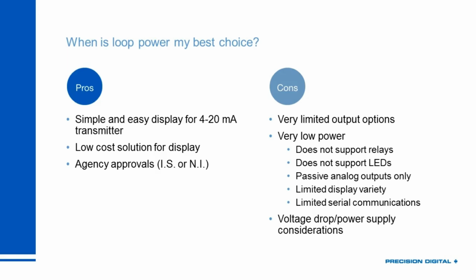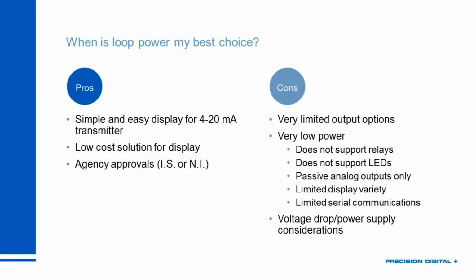Along the lines of the relay issue, you only get passive analog outputs. So if you're looking to retransmit that 4 to 20 milliamp signal to somewhere else, you're going to need to buy a power supply to run that loop, because you can't get a self-powered 4 to 20 milliamp output off of a 4 to 20 milliamp loop-powered device. You've got limited display variety. I already mentioned that one, the idea that you really are just looking at those basic LCD displays.